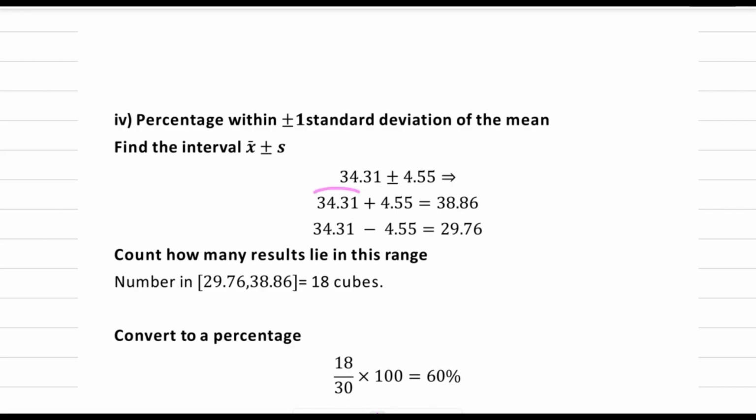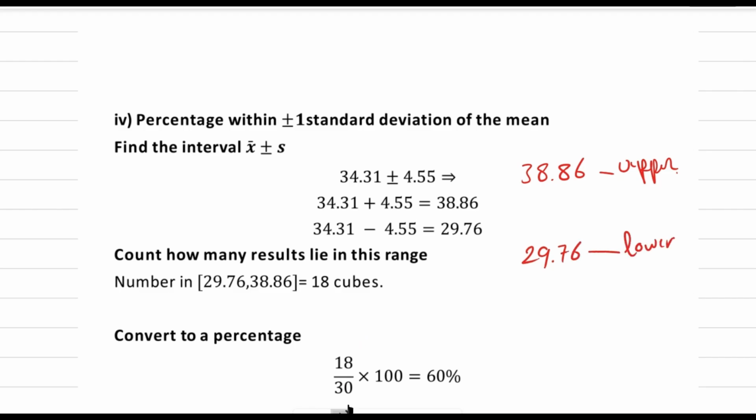Once you get the mean, you add the standard deviation to calculate the upper limit, and for the lower limit, the mean take away the standard deviation, then you get the lower limit. So now you have the upper limit, which is 38.86, this is the upper, and 29.76, this is the lower.